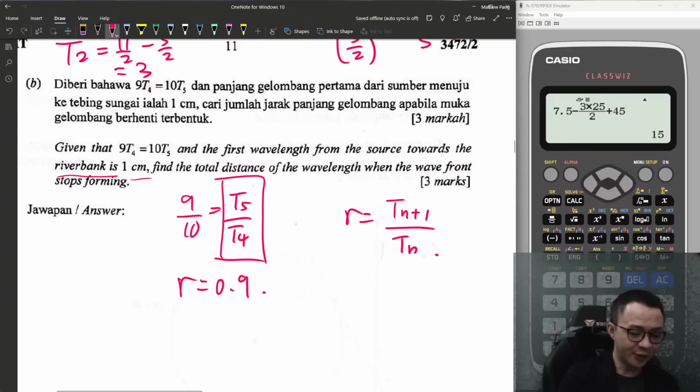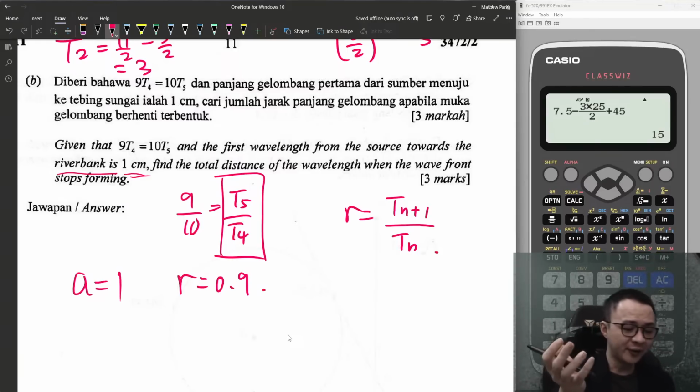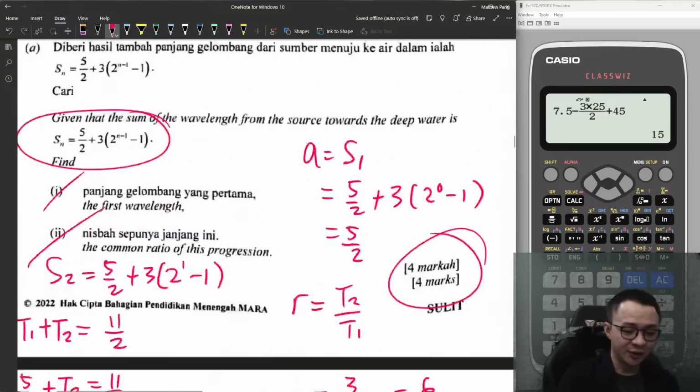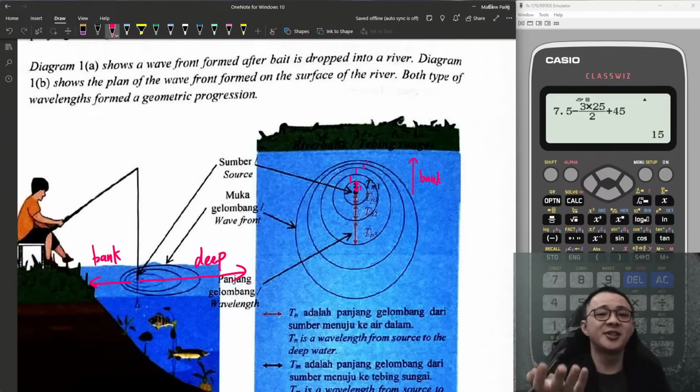Okay, and then we have an A. The first wavelength is 1, right? So they ask you to find the total distance of the wavelengths when the wavefront stops forming. So you can see they will keep on forming shorter and shorter, right? Until a certain time, it will actually stop. Basically, you cannot see any wave over there.